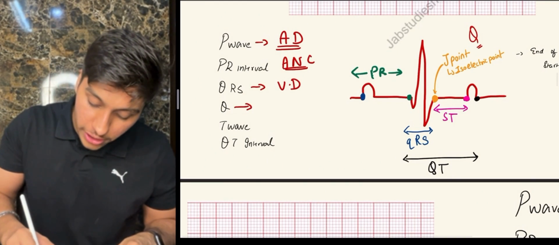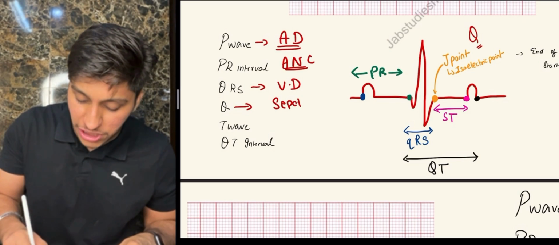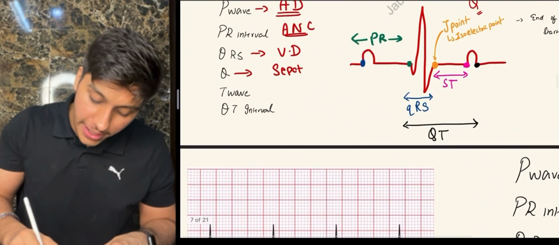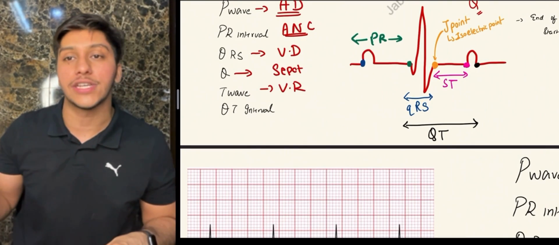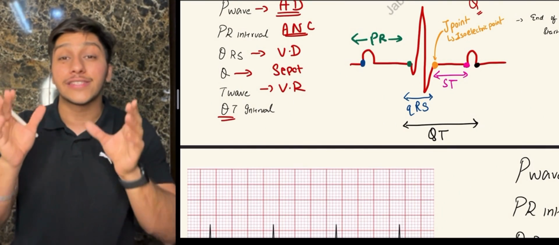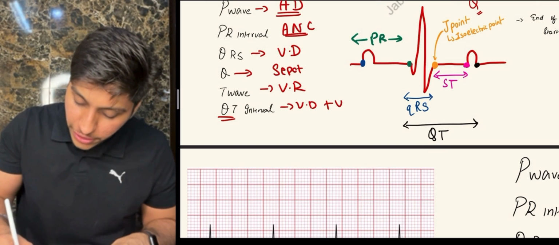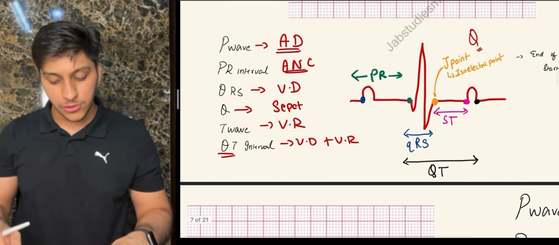Q alone is your septal depolarization, when the septa, the middle part of the ventricles, are getting activated. T wave, guys, is your ventricular repolarization, and QT interval is a combination of your ventricular depolarization and your ventricular repolarization. So far so good?